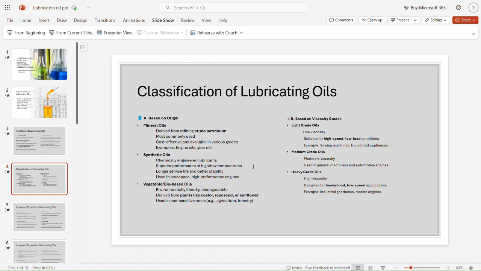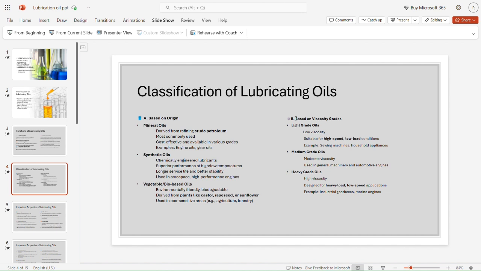Then the third one is vegetable or bio-based oil. Basically it is biodegradable and environment friendly. It is derived from plants like castor, rapeseed, or sunflower. It is used in very eco-sensitive areas such as agriculture or forestry.